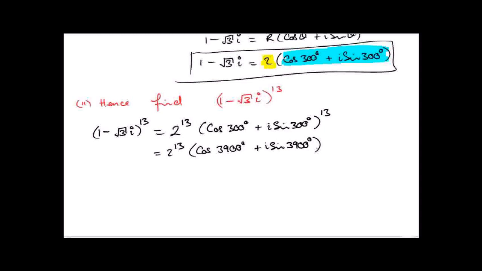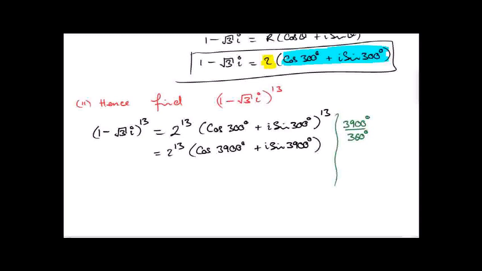So, using De Moivre's theorem. Now, this little bit of rough work that I'm going to do over on the right-hand side is of massive importance. Absolutely massive importance. How many degrees in a full circle? 360. So I'm going to divide 3,900 by 360.